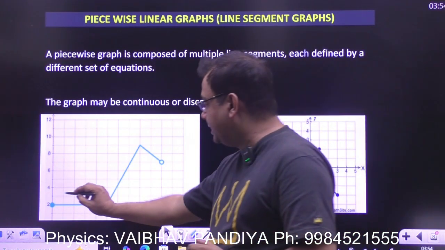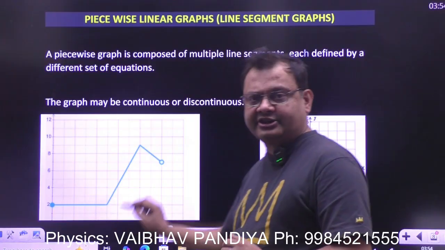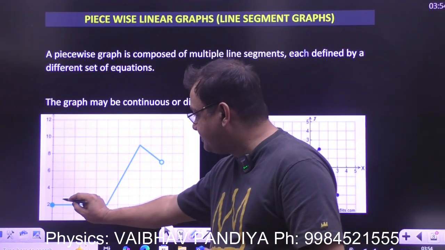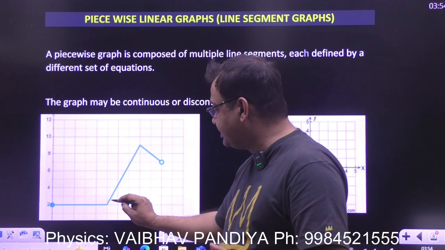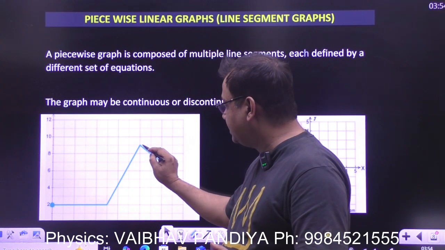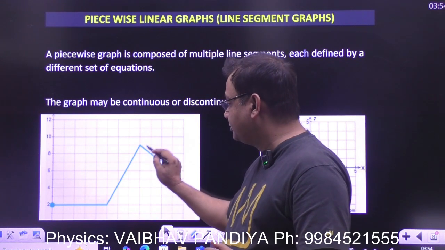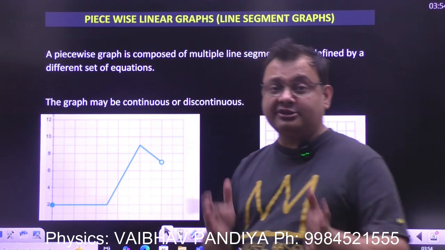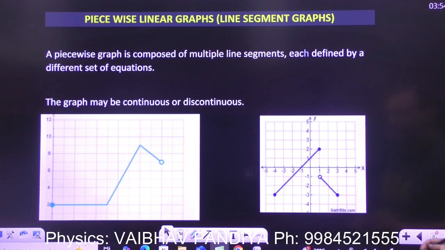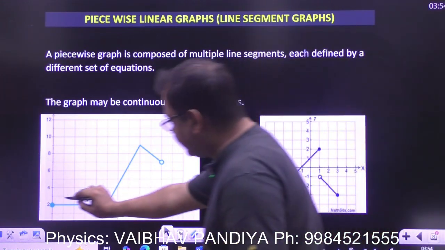What is a piecewise graph? If you see this blue line graph, it is not a single straight line. Can you see? The first segment is horizontal, the second segment is slant, and again the third segment is slant downwards. Such a graph is called a piecewise graph or line segment graph. The graph can be continuous, like in this graph.